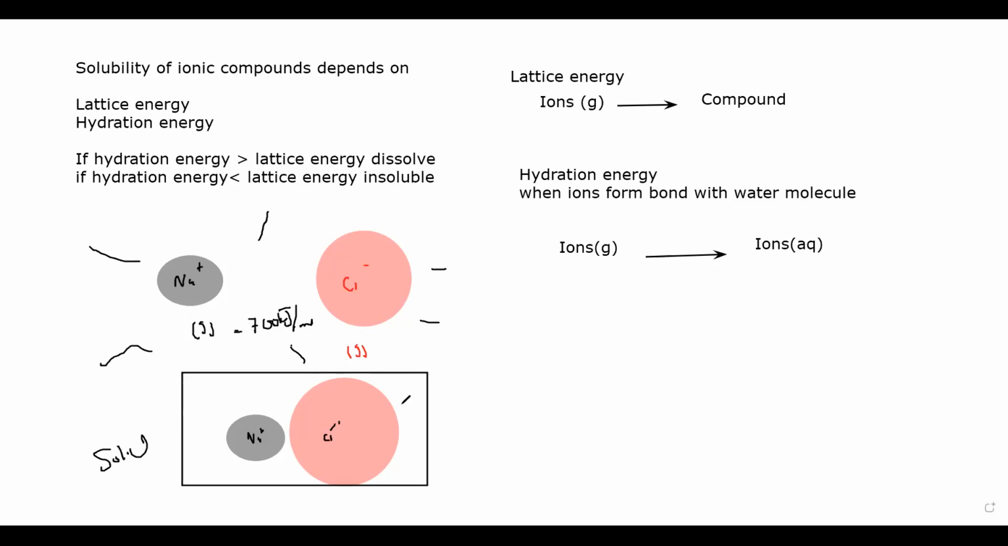So if 700 joules of energy is released when sodium ion and chloride ion form a bond with each other, how much energy is required to separate them? If this is the amount of energy released when the two ions come closer to each other, which is 700 kilojoule per mole, how much energy is needed to separate these ions from each other? So we need plus 700, like we have to supply this much energy to separate these ions from each other.